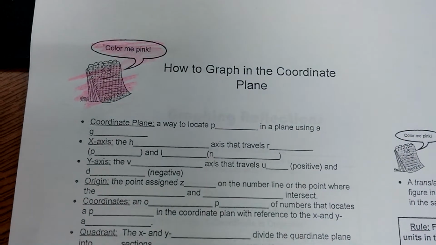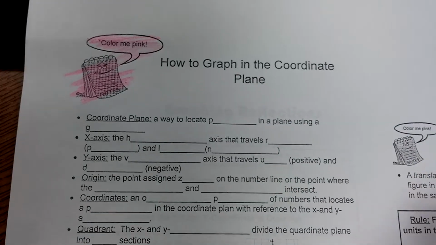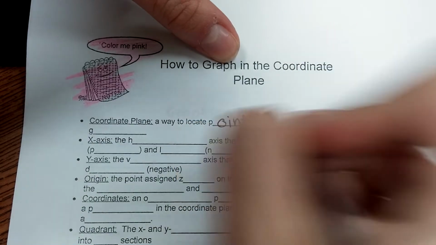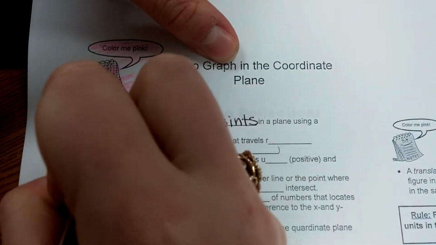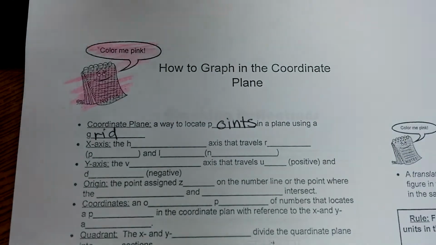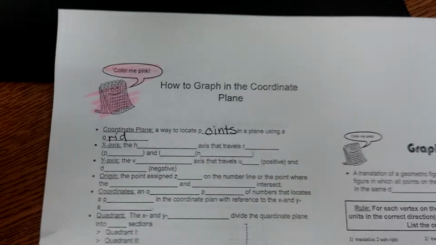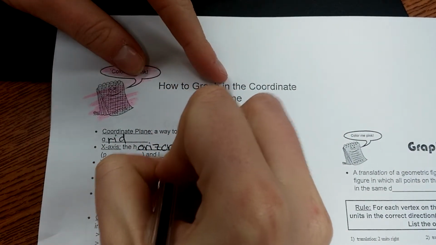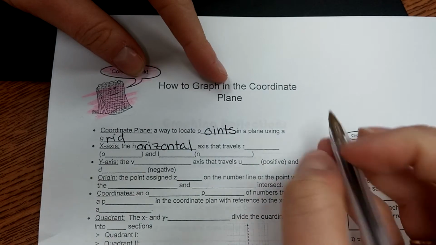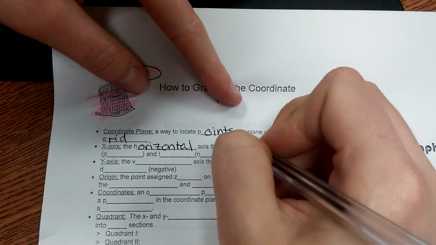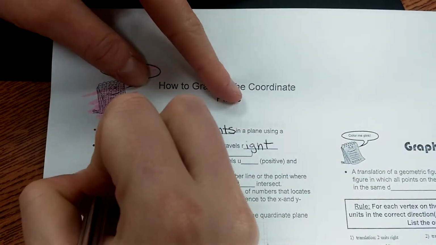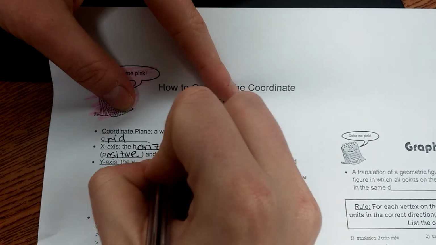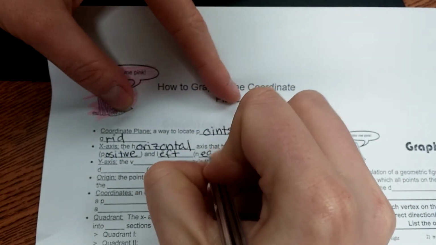All right, vocab word number 1, coordinate plane. This is a way to locate points in a plane using a grid. Okay, the x-axis. This is the horizontal axis, and it travels right. That's the positive direction. And left, which is the negative direction.